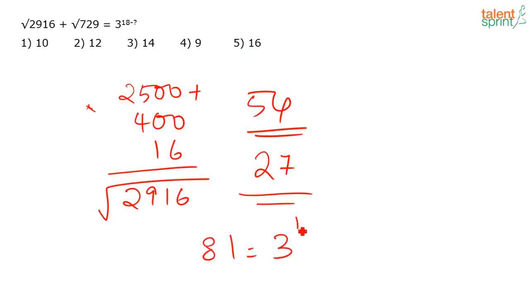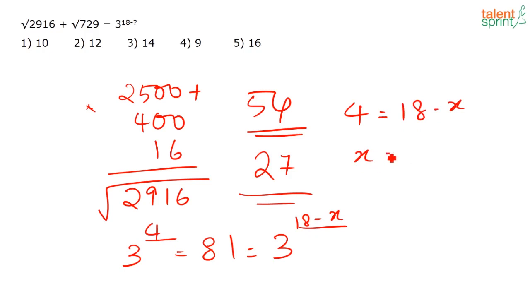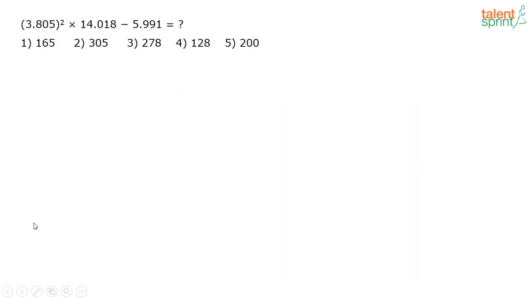81 is equal to 3 to the power 18 minus some value. Let's say, take it as x. Now 81 you can write it as 3 to the power 4. Correct? So 4 is equal to 18 minus x. I am now looking at the powers and equating them. 4 is equal to 18 minus x means x is equal to 14. Answer for this is option 3. Yeah. So let's look at the next question.